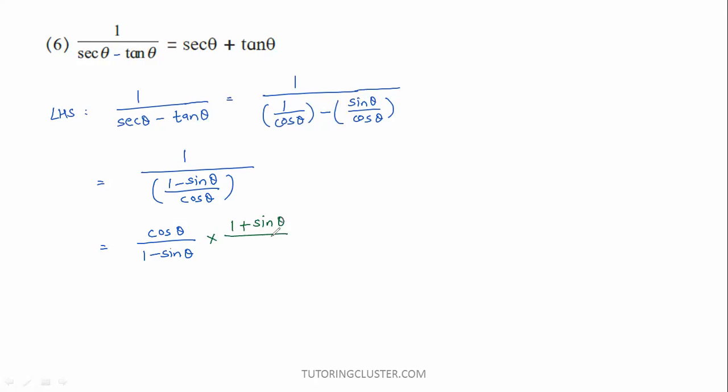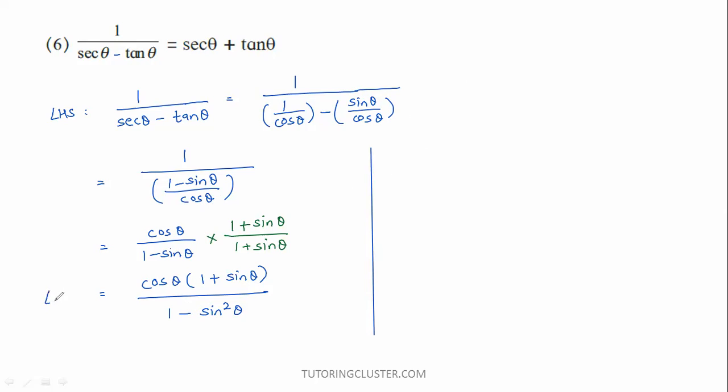So 1 plus sin theta upon 1 plus sin theta. To simplify the things, it will be cos theta in bracket 1 plus sin theta divided by, now what is a minus b into a plus b? a square minus b square. We have seen this. Therefore this is your LHS.